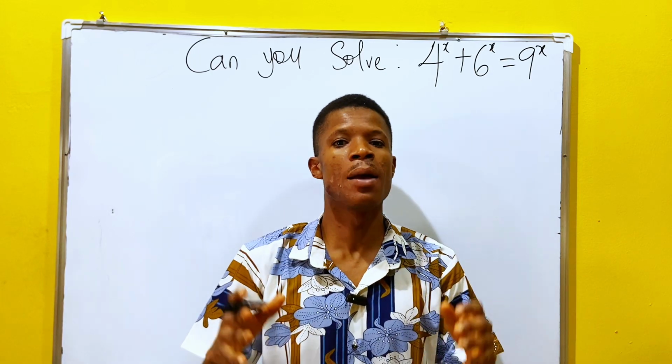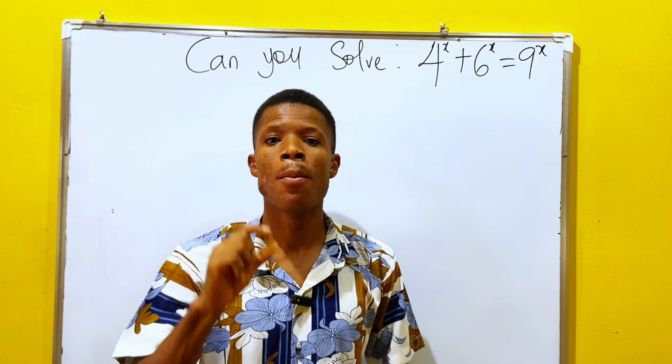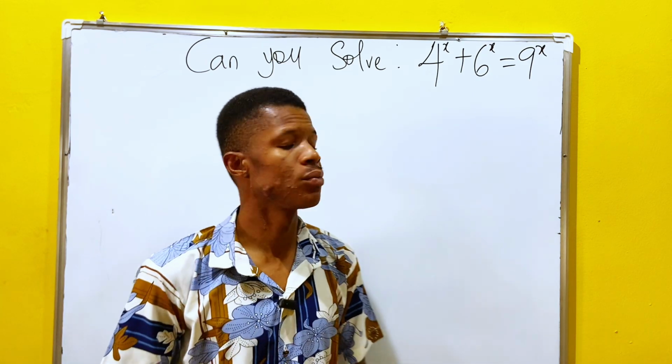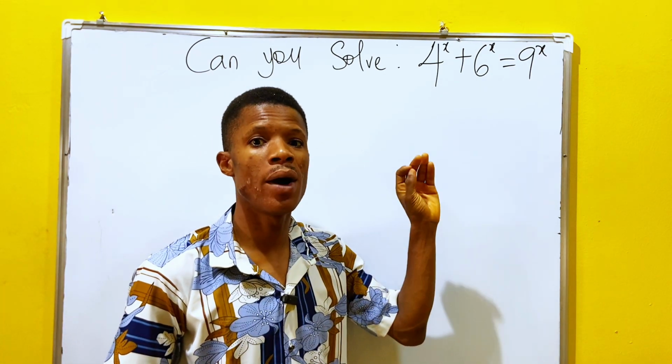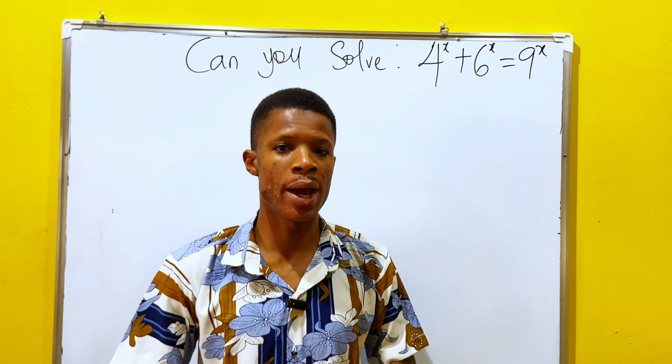Can you solve this Maths Olympiad question we have on the board? If you think you can, pause the video and make a guess. We are told to solve 4 power x plus 6 power x is equal to 9 power x.